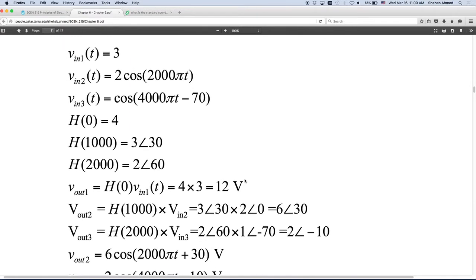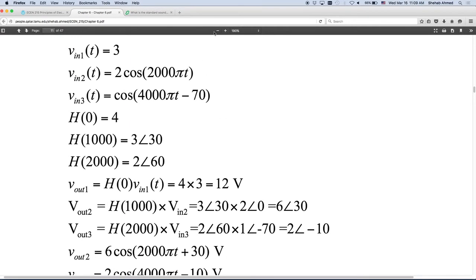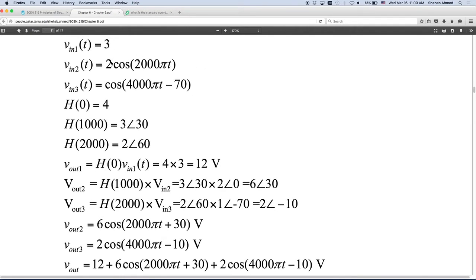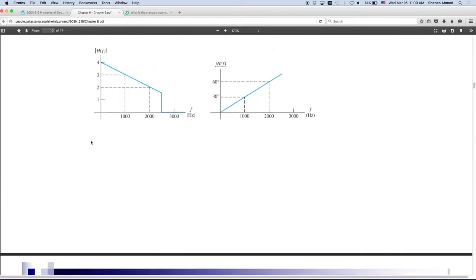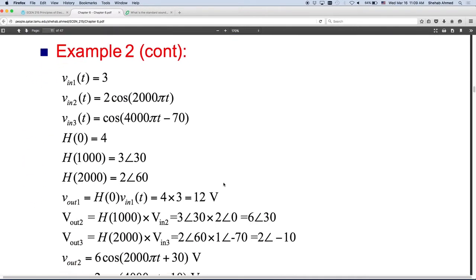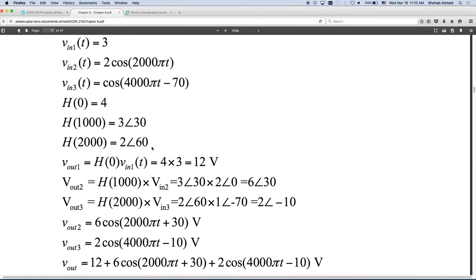Okay, so the solution is in the next slide. This is put here very systematically, right? So I have my input waveform chopped up into 3: V input 1, V input 2, V input 3. This is at 0 hertz, 1000, 2000 hertz. So I have to look at my transfer function at 0 hertz, 1000 hertz, 2000 hertz. What is my transfer function at 0 hertz? It's just a gain of 4. What is my transfer function at 1000 hertz? It's a gain of 3 and a phase shift angle of 30 degrees. So it's 3 angle 30. At 2000, it's 2 angle 60 degrees, right?